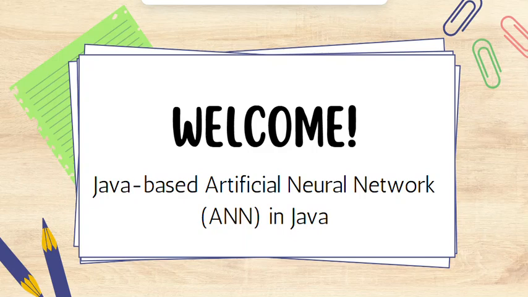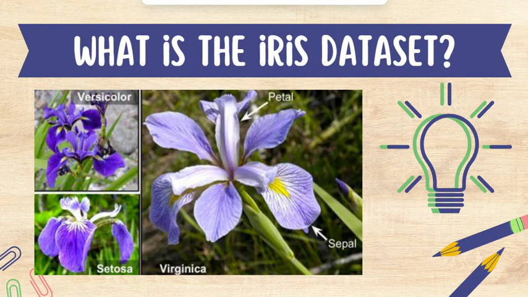Hello, today I will walk you through a Java-based artificial neural network project that classifies the iris dataset using custom feed-forward networks trained with backpropagation. The iris dataset is a well-known dataset in machine learning and contains 150 flower samples with four features: sepal length, sepal width, petal length, and petal width. Each flower belongs to one of three classes: Iris setosa, Iris versicolor, or Iris virginica.